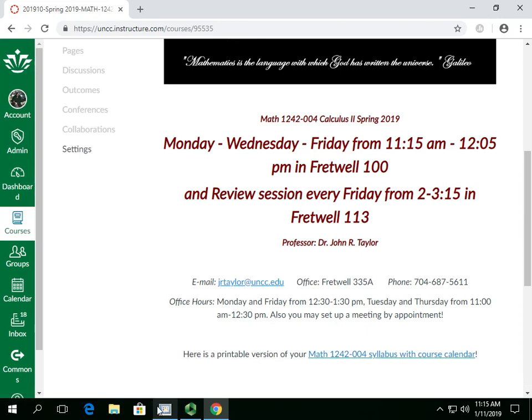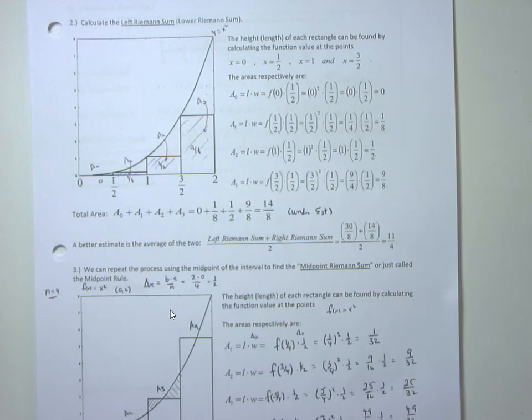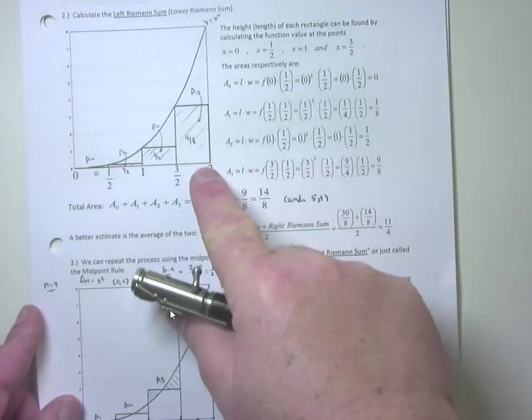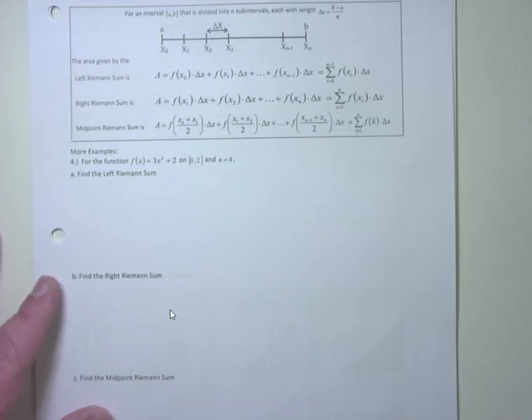All right. Last time we were working on Riemann sums. We were doing left Riemann sums, right Riemann sums, and midpoint Riemann sums. And remember, the purpose of Riemann sums is that we're trying to find the area under the curve, the area between the curve and the x-axis, and we're doing it with rectangles. These are the problems we did last time. This one was a left Riemann sum. This one was a right Riemann sum.